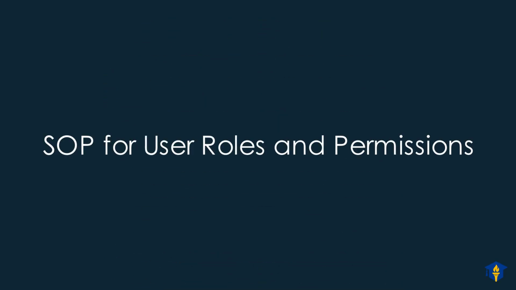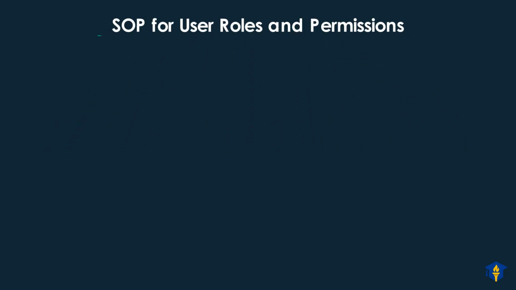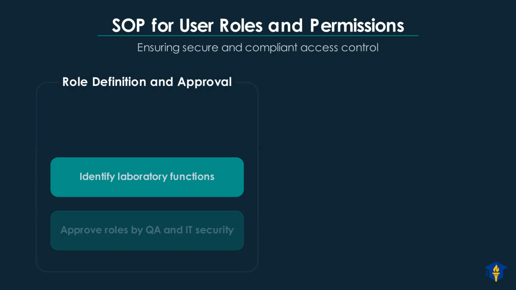We'll now cover the SOP for configuring user roles and permissions in LIMS. This SOP is vital for establishing secure and compliant access control within your system. The process begins with defining user roles and obtaining the necessary approvals.